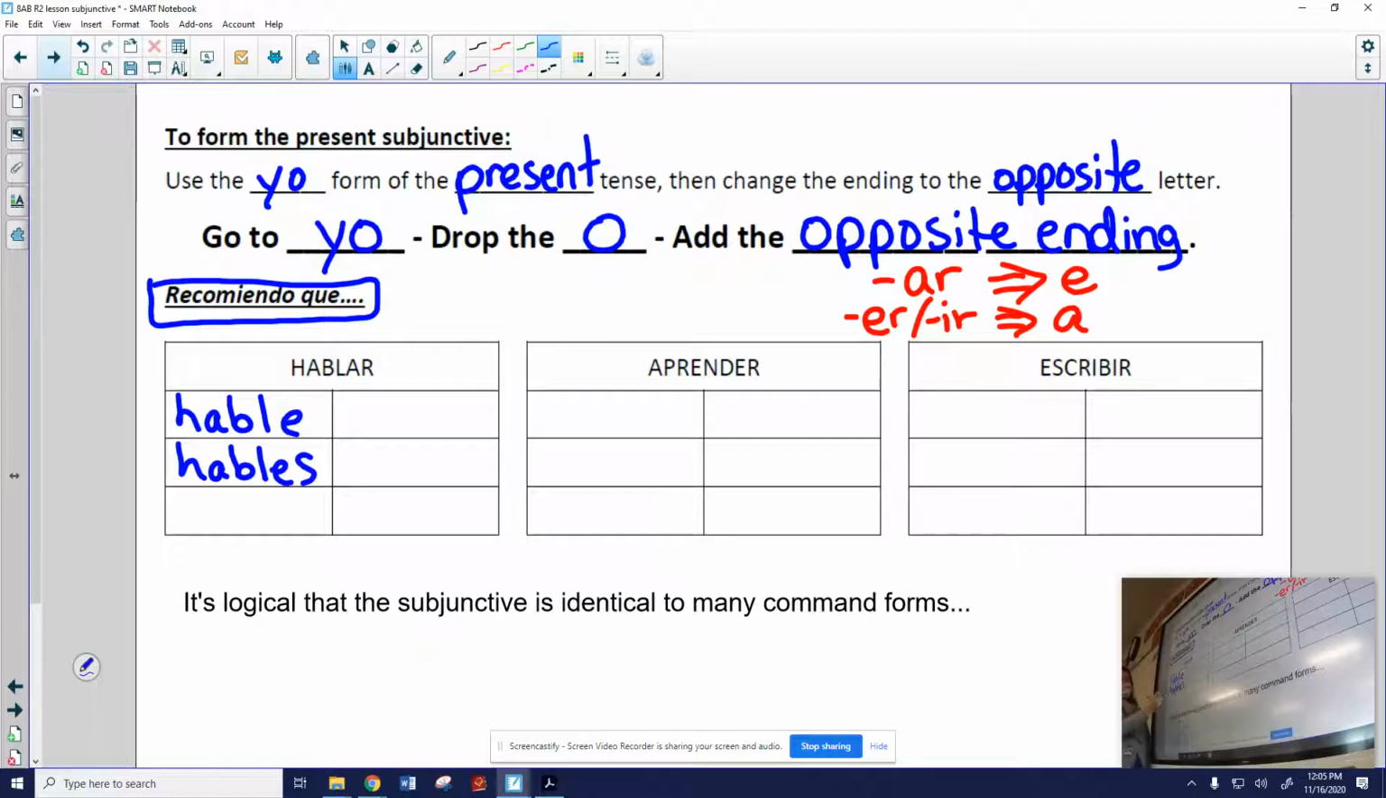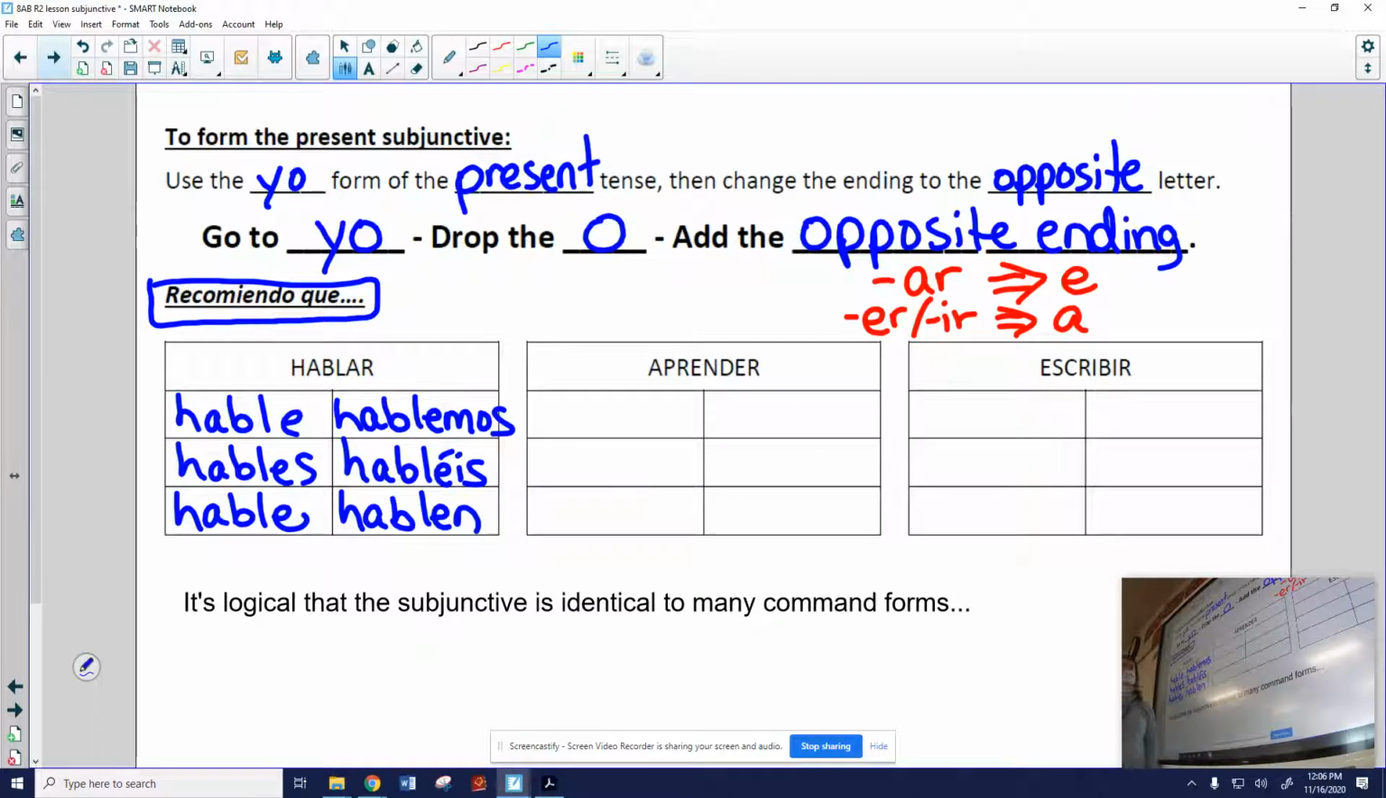Hables in the tú form. Hable. The yo form and the él form in the subjunctive are the same. You can use context clues to tell what the meaning is. Are we talking about he recommends that I talk, or he recommends that she talk? Or in the subjunctive, you might more commonly see subject pronouns yo, él, ella, usted, to make it clear who's being given a recommendation. Hablemos, habléis, hablen. Bien? Feel free to work ahead if you want.